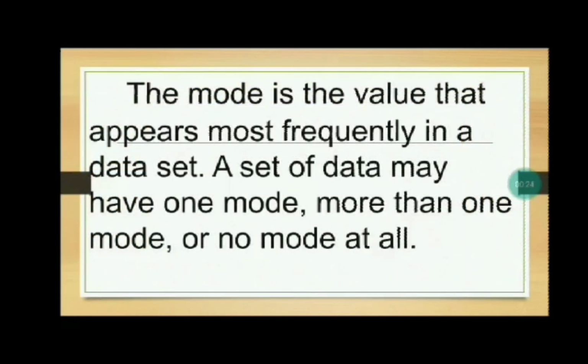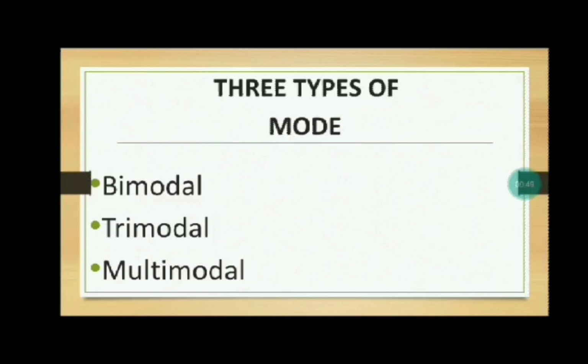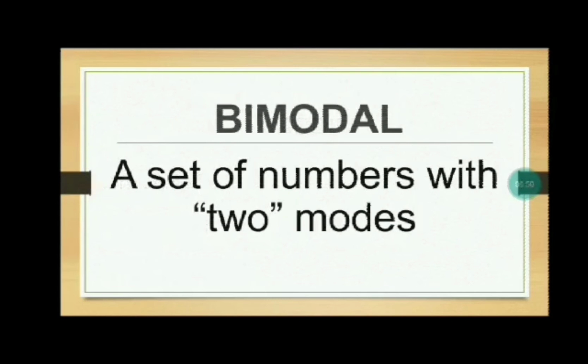Now, the mode is the value that appears most frequently in a data set. A data set may have one mode, more than one mode, or no mode at all. A mode is also the repeating number in a set. Mode has three types: bimodal, trimodal, and multimodal. First, let us define what is bimodal.